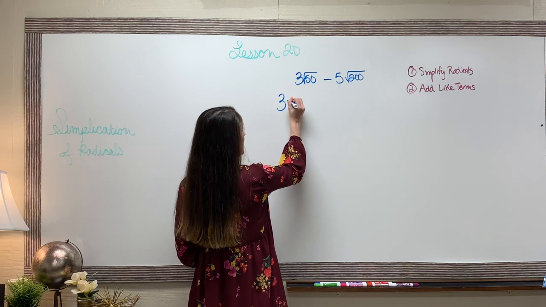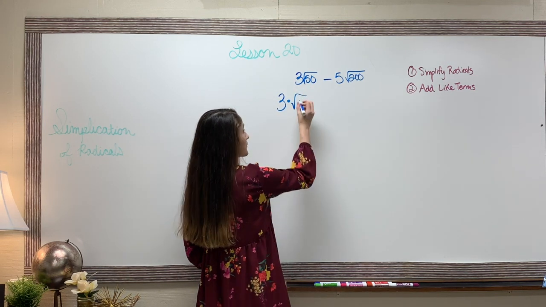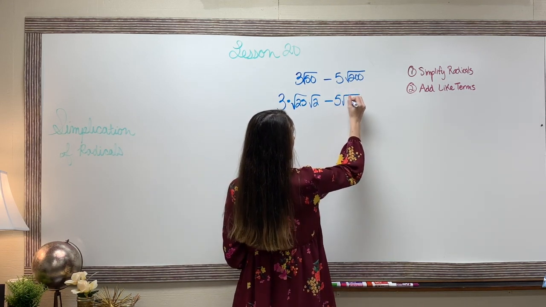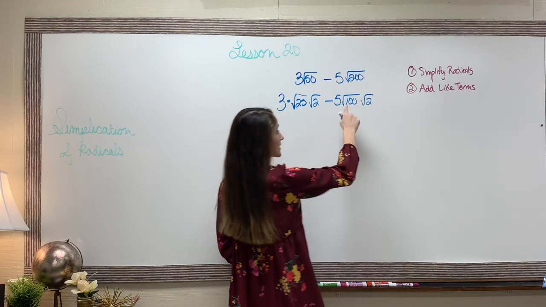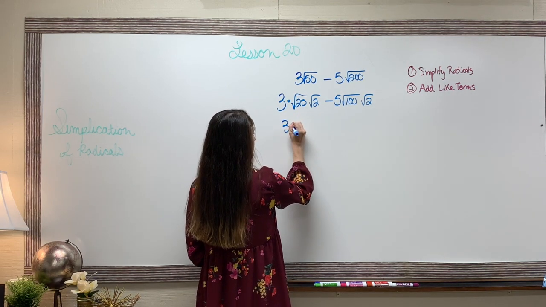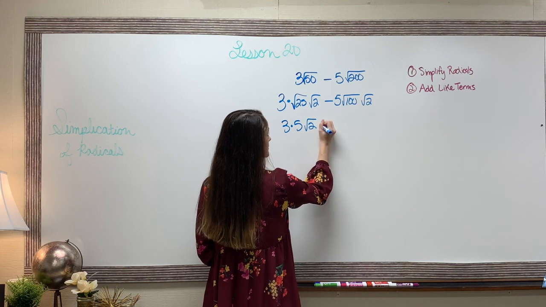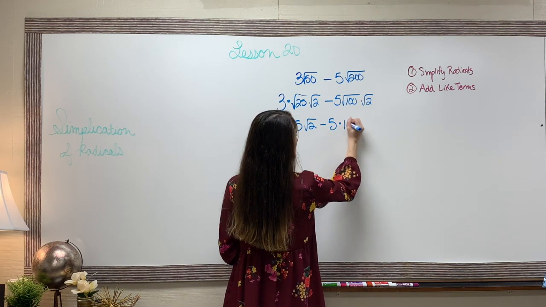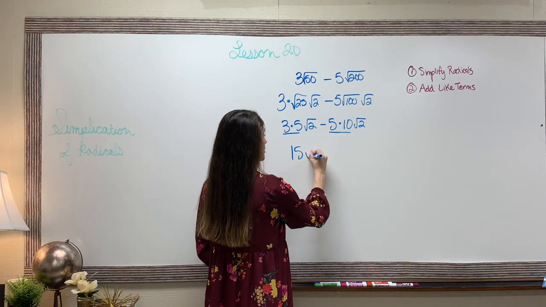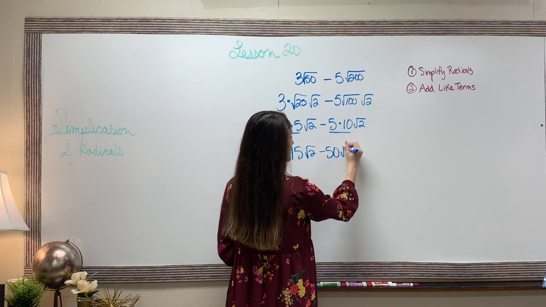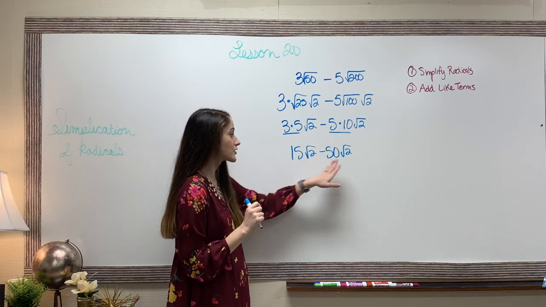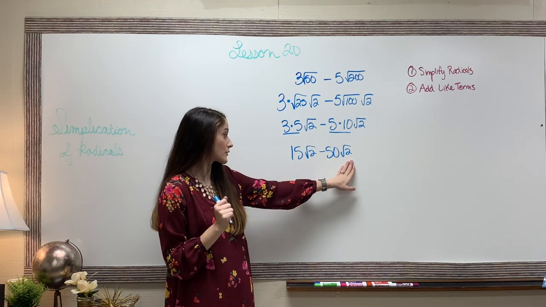3 is not going to change, but we also know that within 50 we have 25 and 2, minus 5, and then we have 100 and 2, because 100 is a perfect square as well as 25. So now I'm going to solve my perfect squares. So 3 times 5 root 2 minus 5 times 10 root 2, and now I'm going to multiply these numbers. So 15 root 2 minus 50 root 2. So now that I've simplified my radicals, I can add like terms. I'm not going to mess with the square roots of 2.